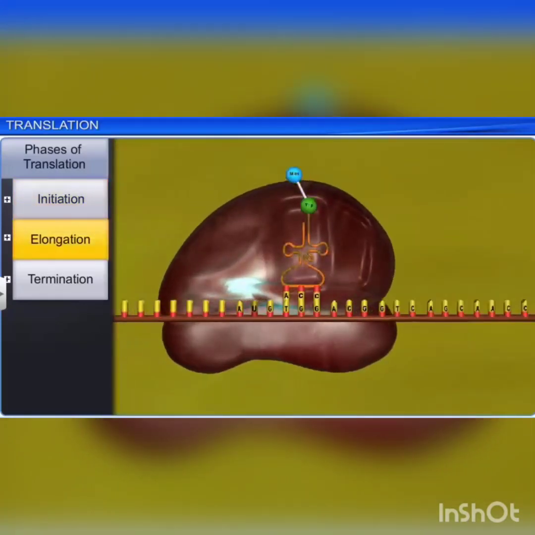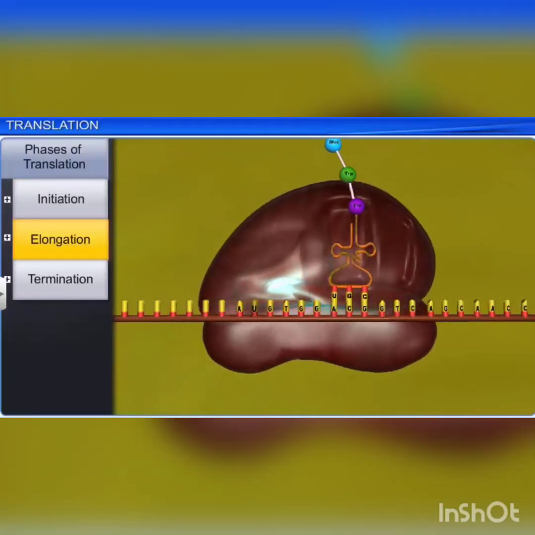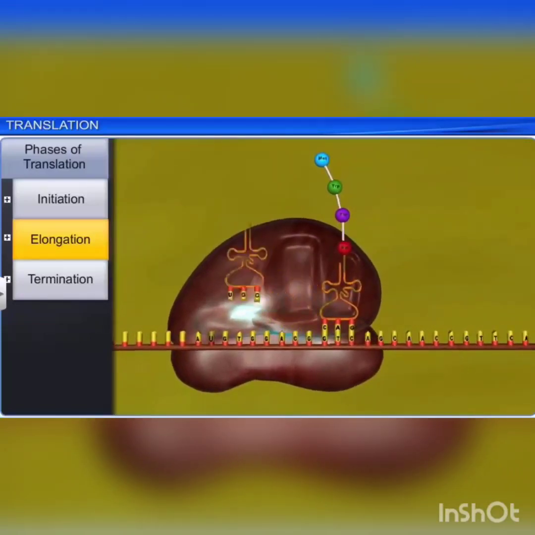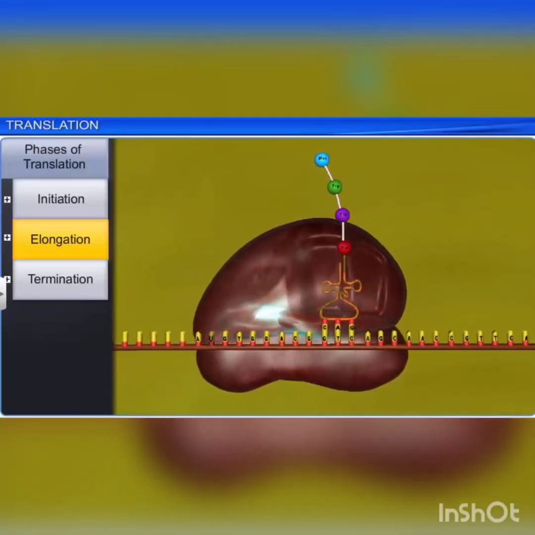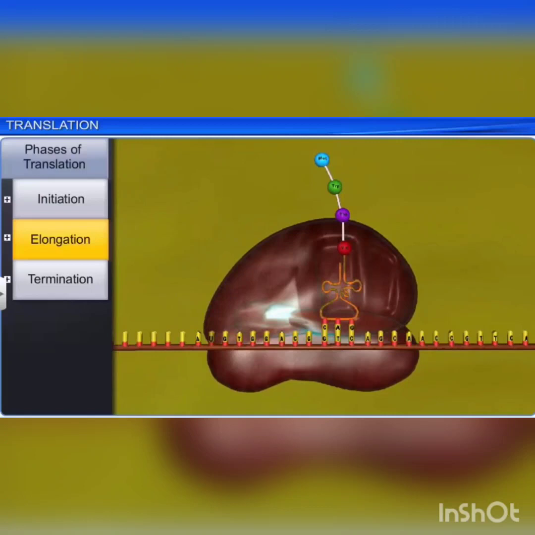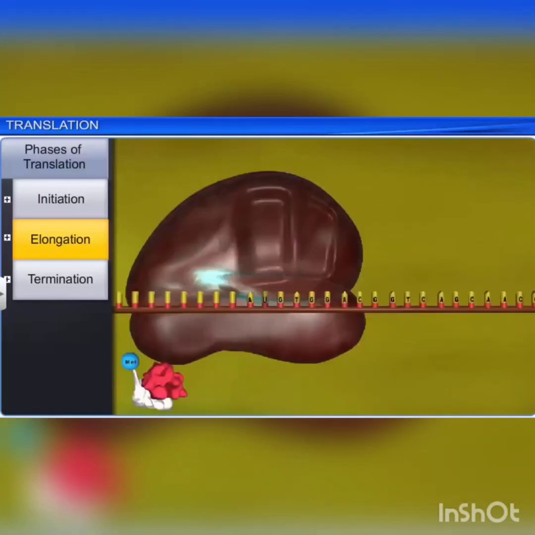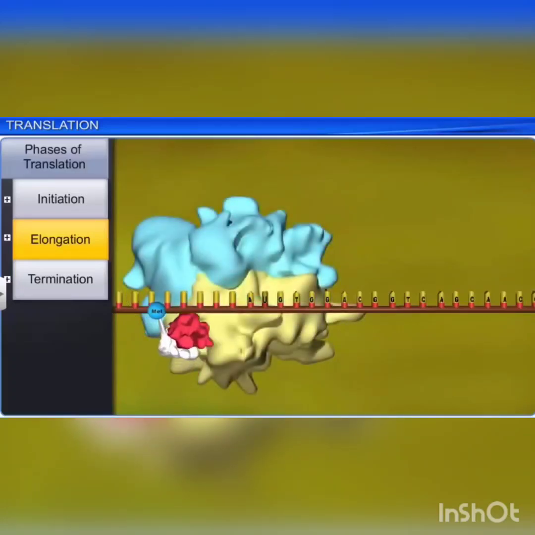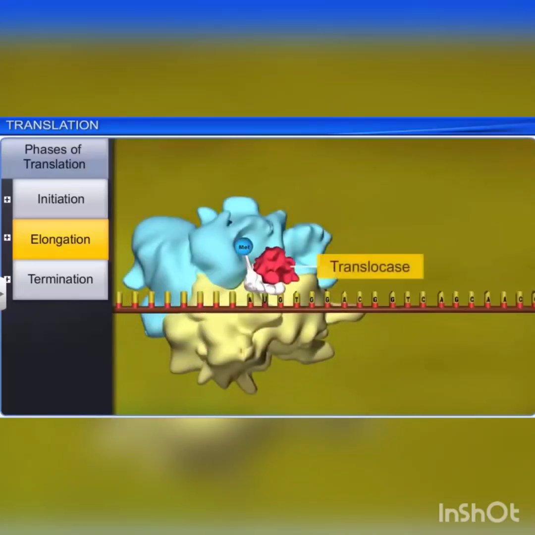The next phase is elongation, in which the ribosome runs along the mRNA in the 5' to 3' direction, moving from codon to codon and adding subsequent amino acids to the growing polypeptide chain. This is caused by the elongation factor translocase, and this process is called translocation step.